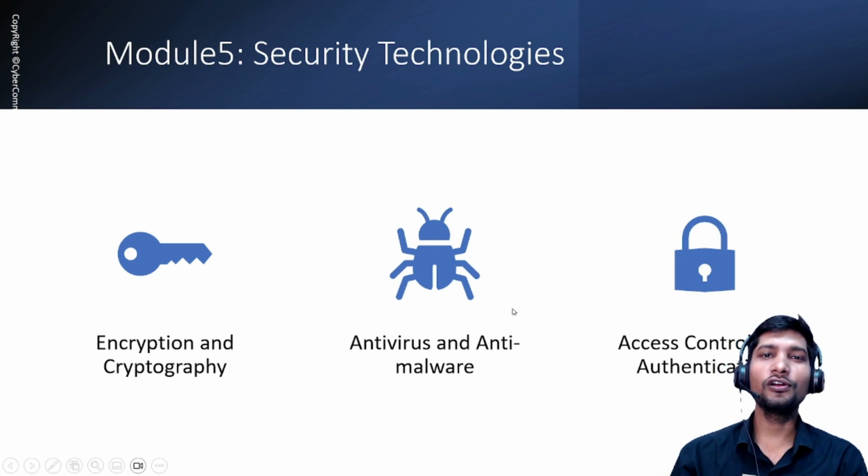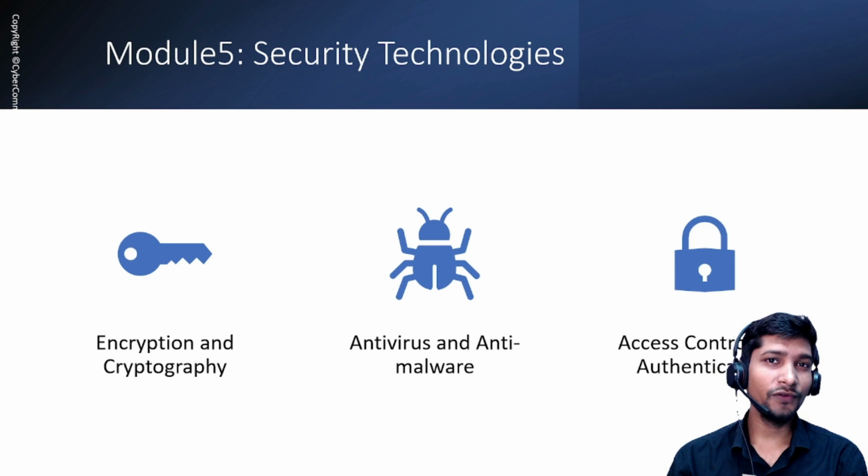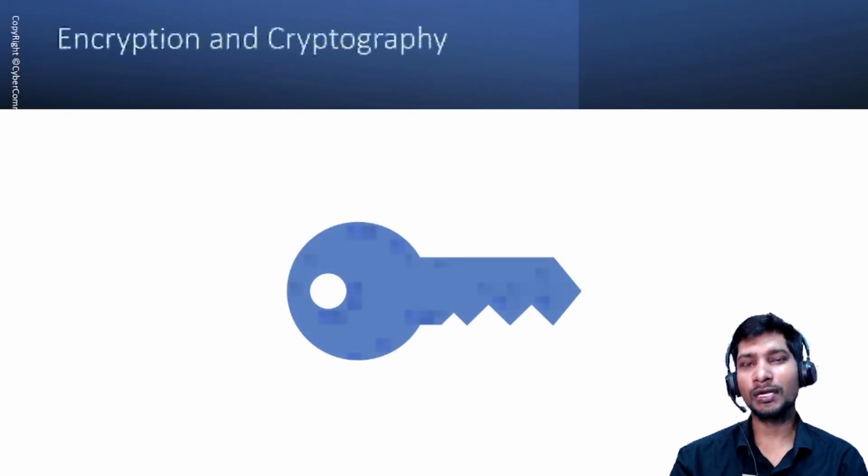So in this module, we will be talking about security technologies. Number one, we have encryption and cryptography, as you can see on the screen. The second one is antivirus and anti-malware. And the last will be access control and authentication. So let's talk about encryption and cryptography.